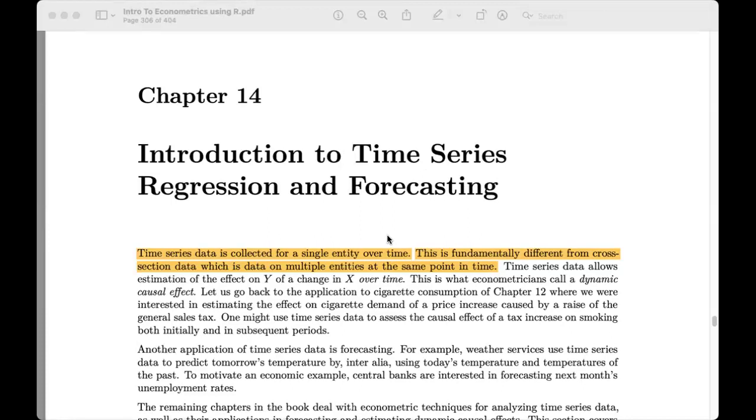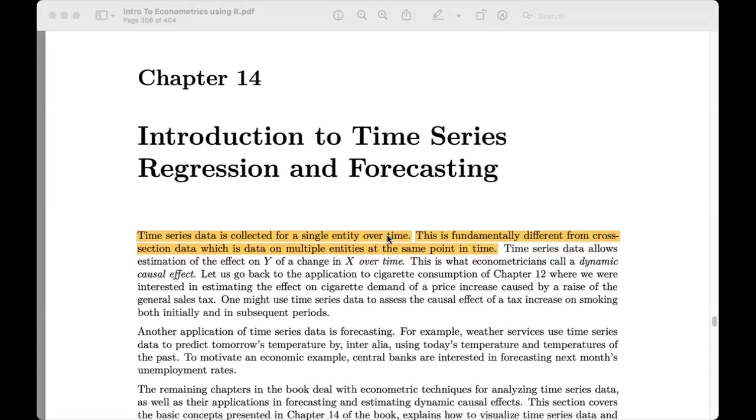So what is not clear to me is, cross-section data and panel data, is there any difference, or are they all the same, or what? I don't know.